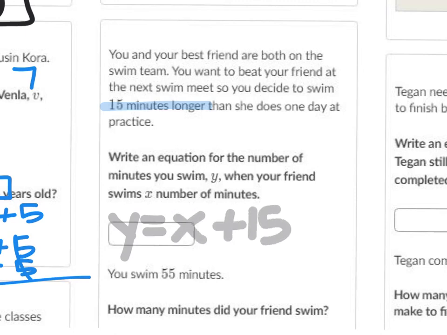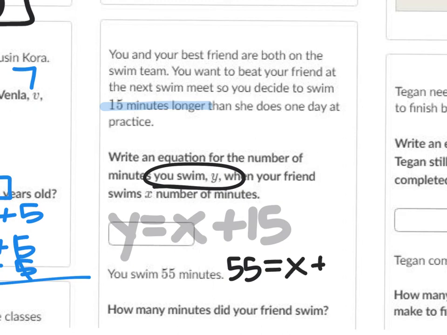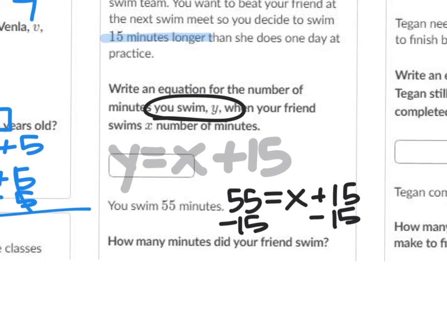Okay? Now it says you swim 55 minutes. So what you swim is represented by the Y. So 55 minutes equals however long your friend swims plus the extra 15. Right? So you're going to subtract 15 from both sides. And that means that your friend swam for 40 minutes.